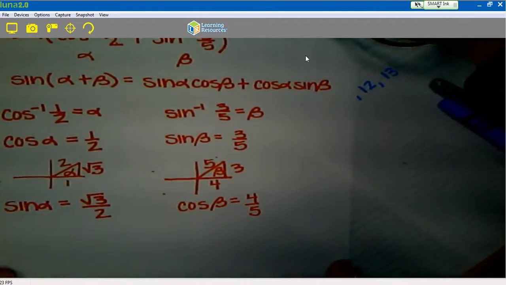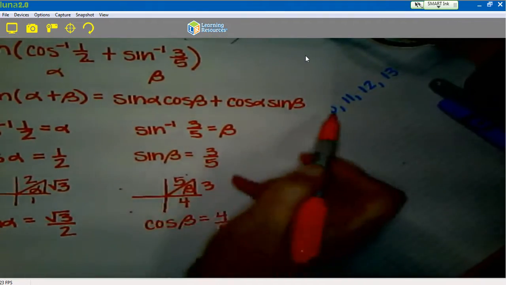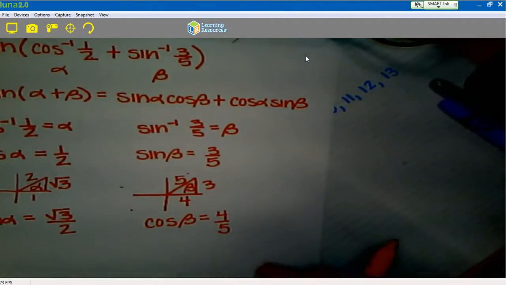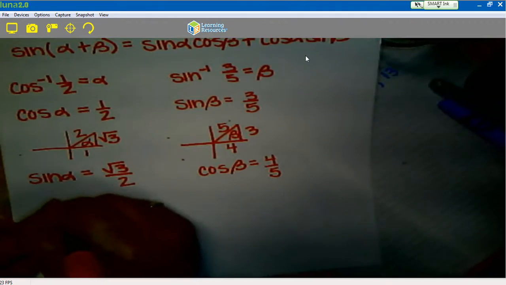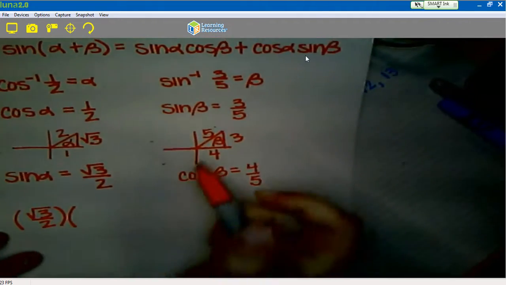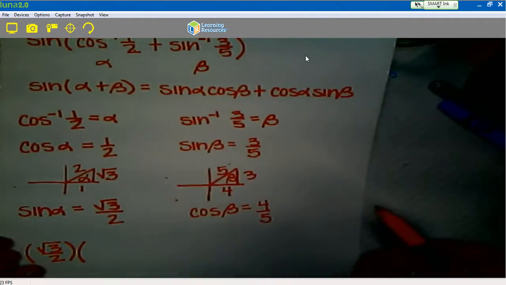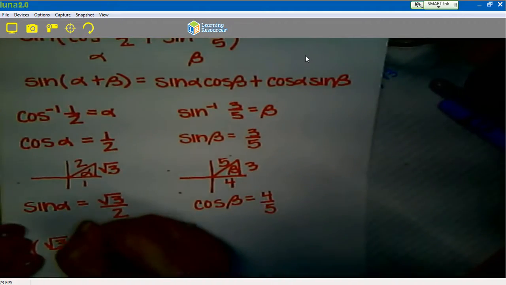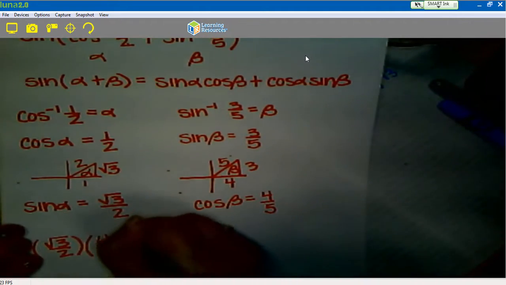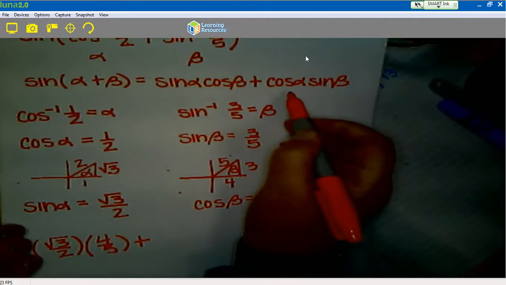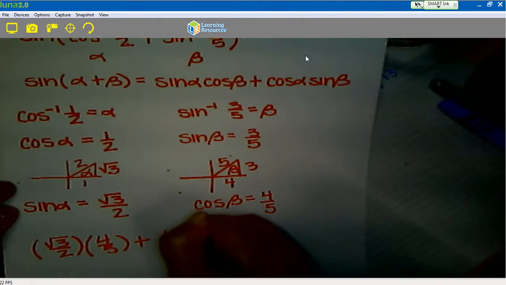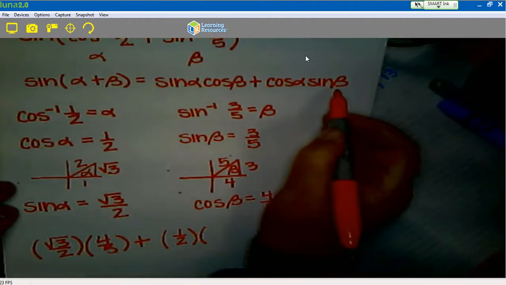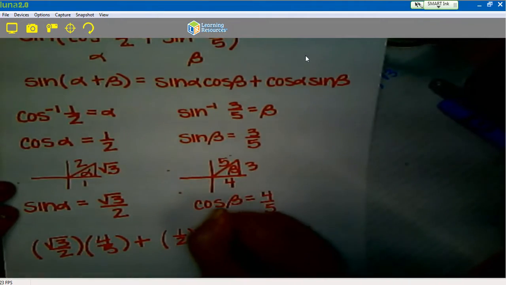So now we're going to go back up to our expansion and we're going to plug in those values. So sine of alpha, that's square root of 3 over 2, times the cosine of beta, it's 4/5, plus cosine of alpha is 1/2, and then the sine of beta is 3/5.